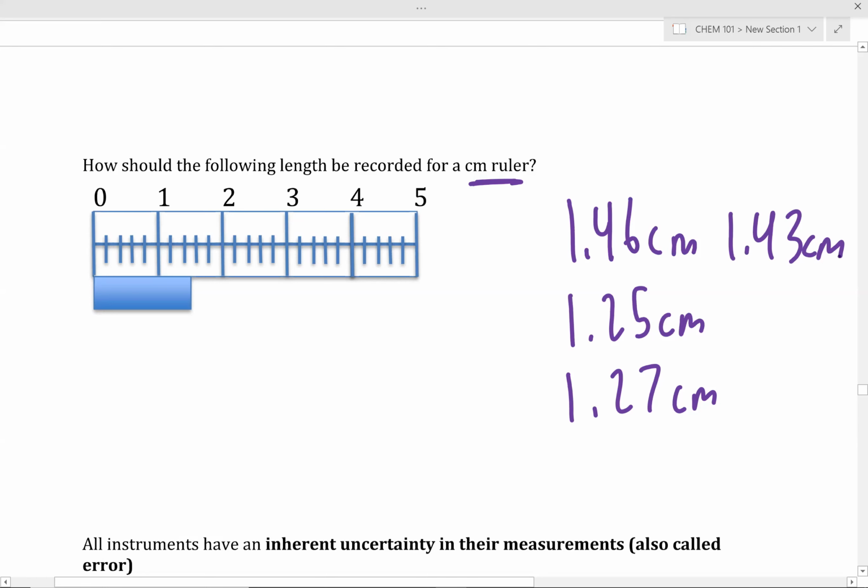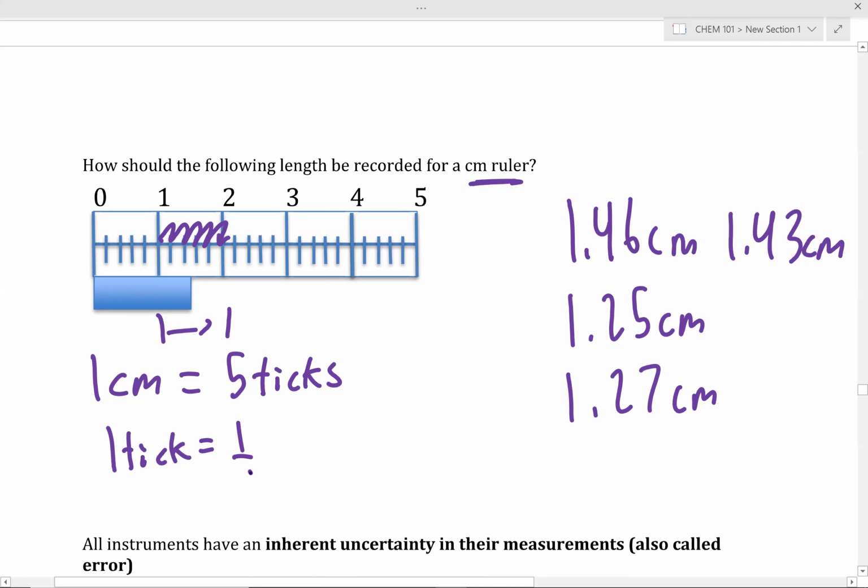Okay, so let's talk about this. I'm not going to provide feedback on these just yet, but let's talk about it individually. So first and foremost, from 1 to 2. So in 1 centimeter, it took us how many tick marks? So counting 1, 2, 3, 4, 5. So 1 centimeter, we had to move across how many ticks? 5. Yep, so 5 little tick marks. So then 1 tick is equal to 1 over 5 centimeters, which is 0.2 centimeters.